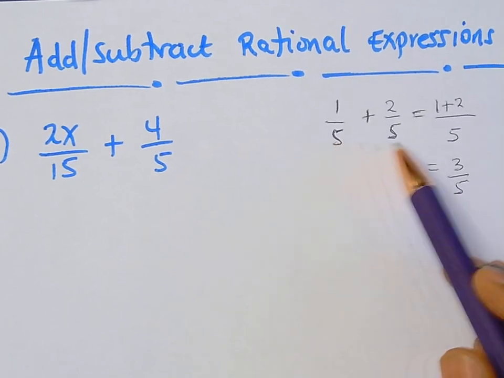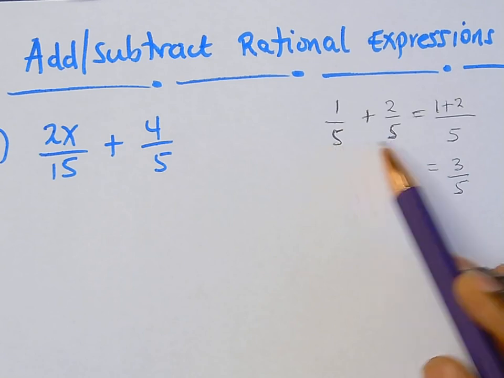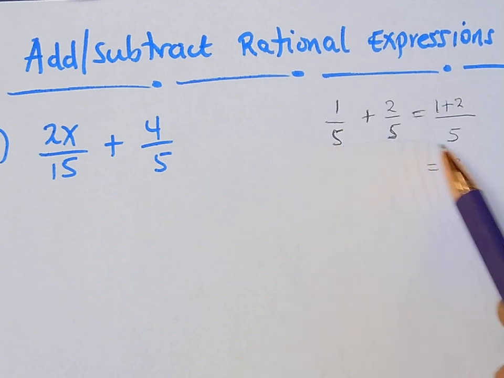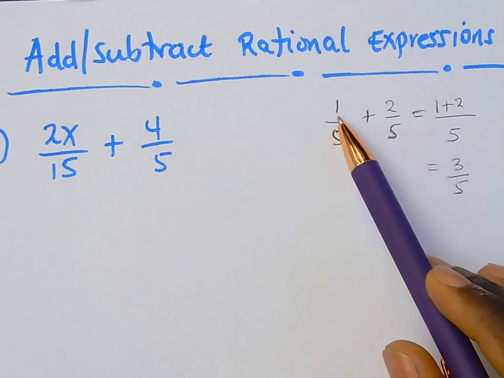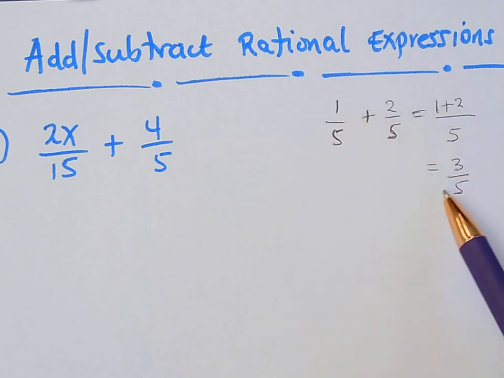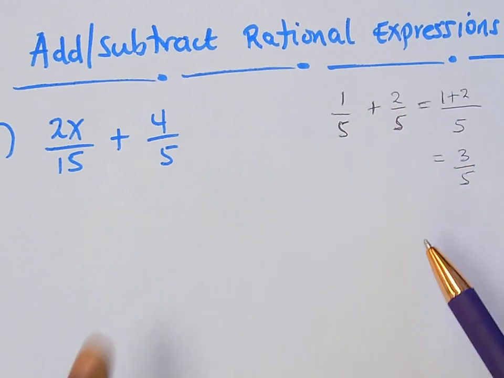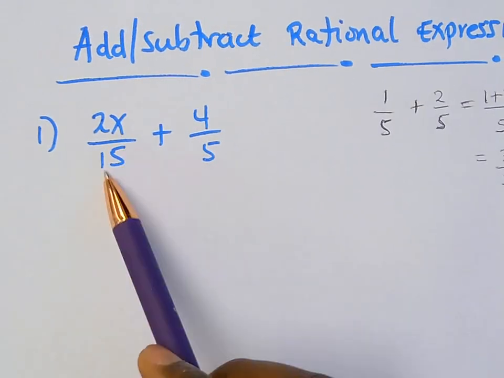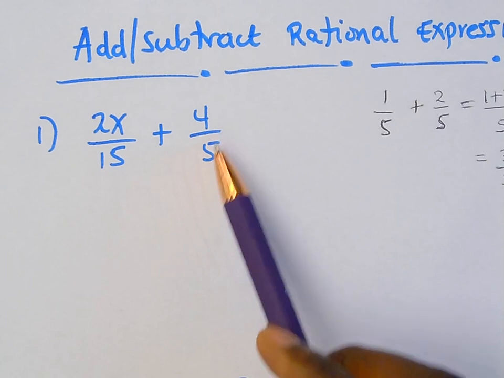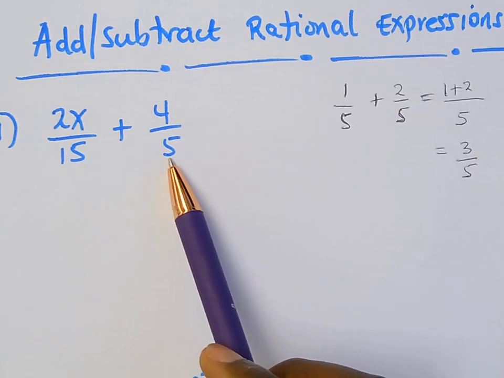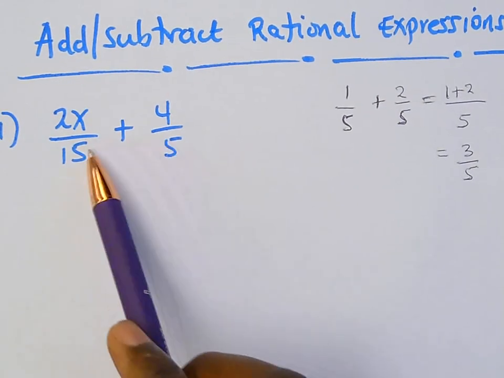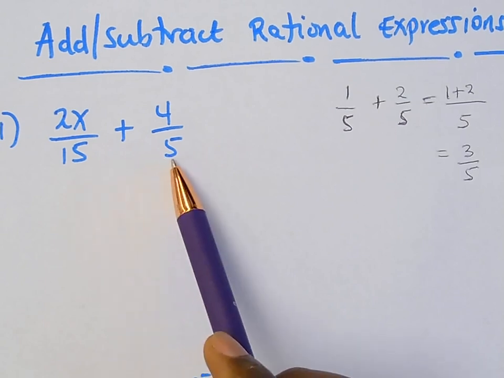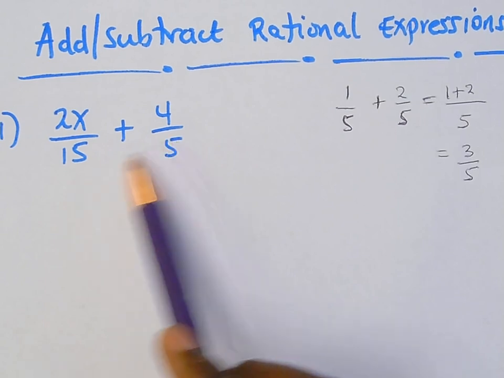If I'm adding ratios that have the same denominator, or what we call the lowest common denominator, all I can do is keep the LCD and then combine the numerators. So it looks like that. To add these two ratios, 2x over 15 plus 4 over 5, we realize that these two fractions do not have the same denominators. However, I can convert one denominator to make it look like the other.